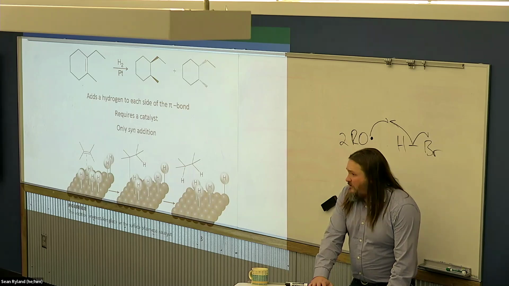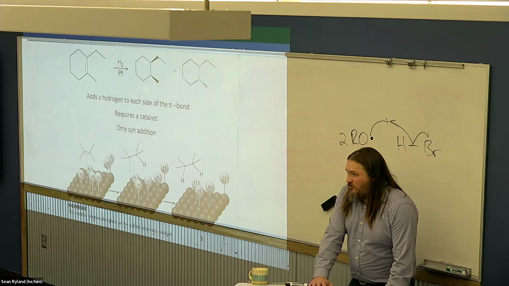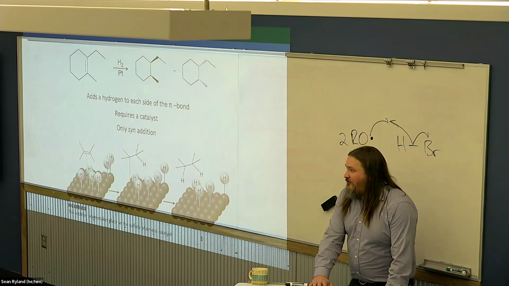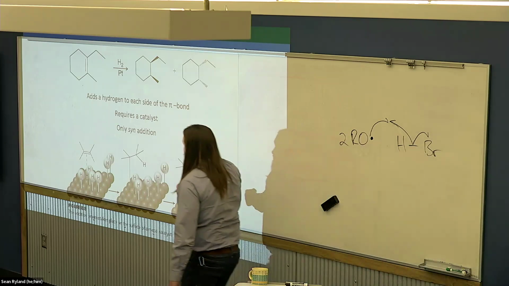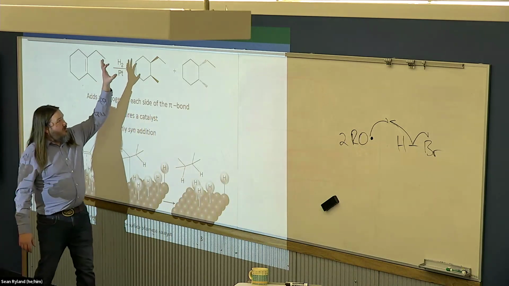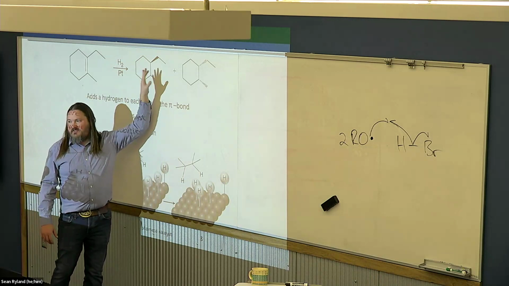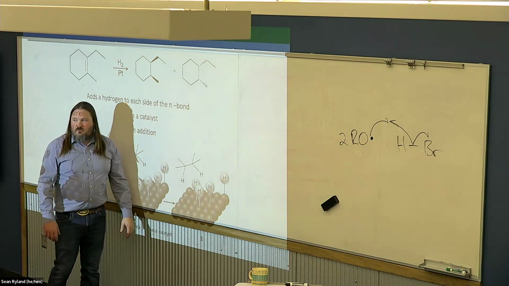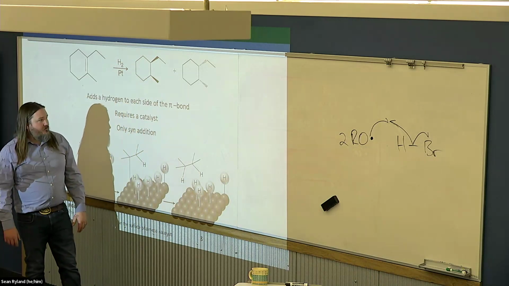Predicting the product for this is pretty easy though. You break your pi bonds. If you have to worry about cis versus trans products, just remember the two hydrogens are always on the same side. So the two hydrogens wind up cis relative to each other.